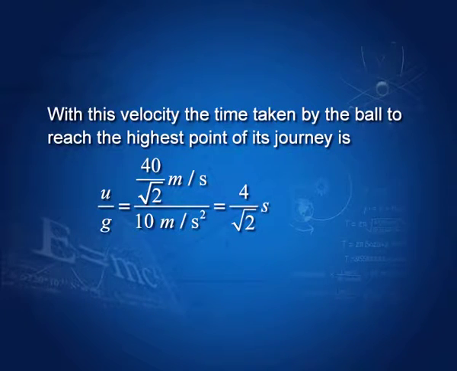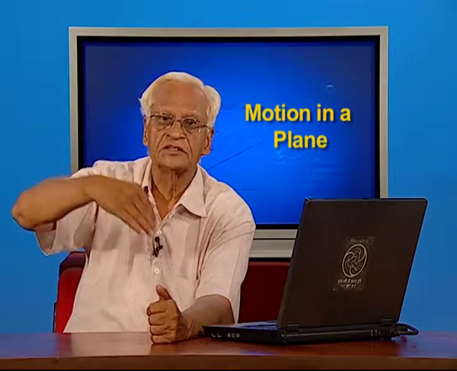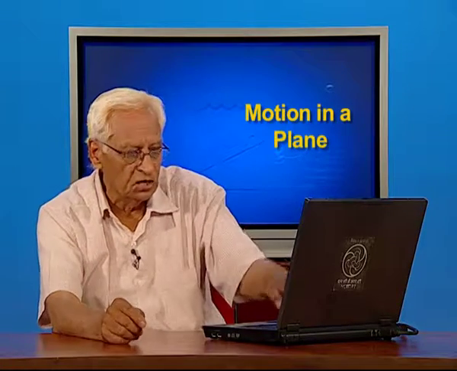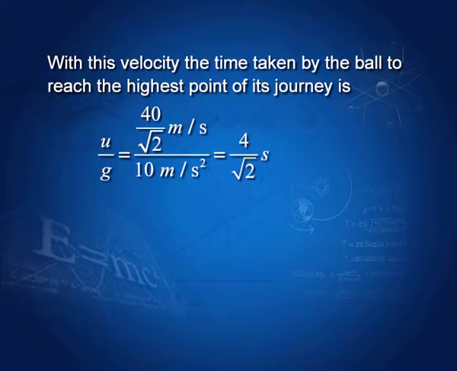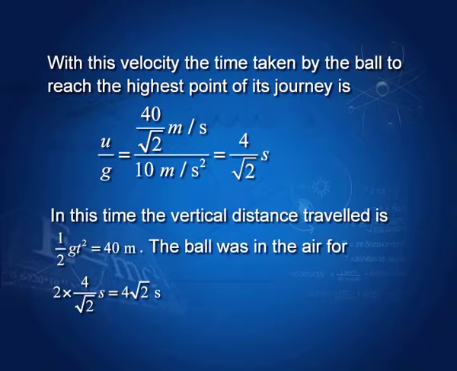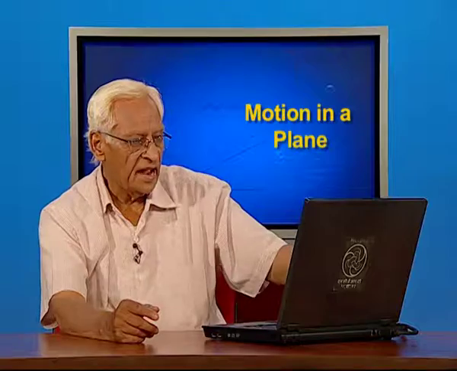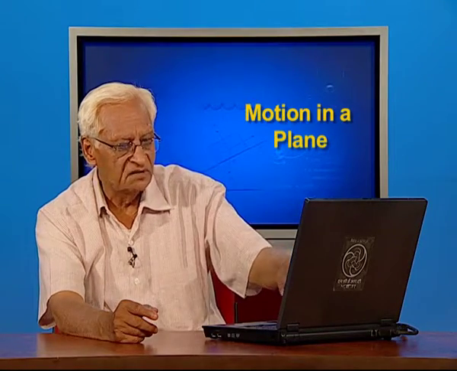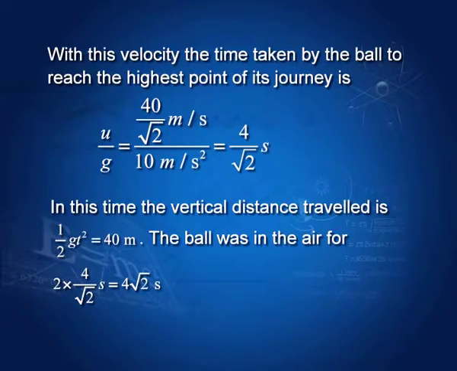With this velocity, the time taken by the ball to reach the highest point of its journey is u by g, and that time is 4 by root 2 seconds. 4 by root 2 seconds to come down also. So, the total time would be twice into 4 by root 2. Then we get the ball in the air, therefore, stays for 4 times root 2, and the vertical distance travelled again you can find from half g t square, and that is equal to 40 meters.